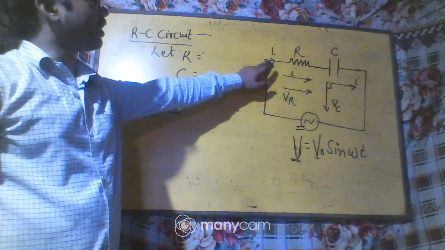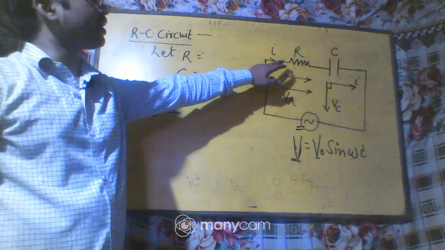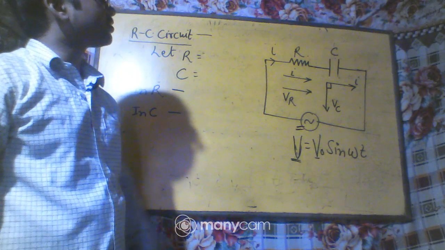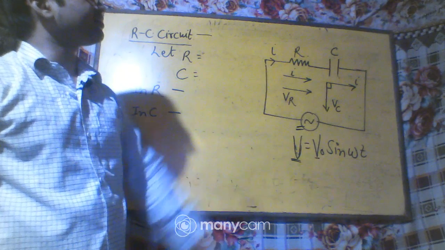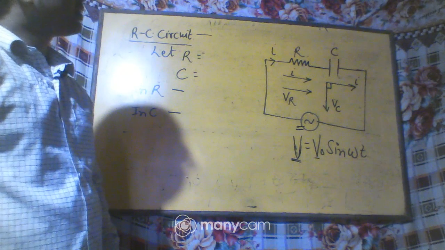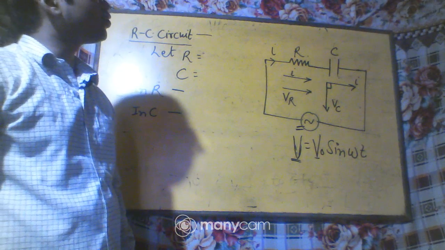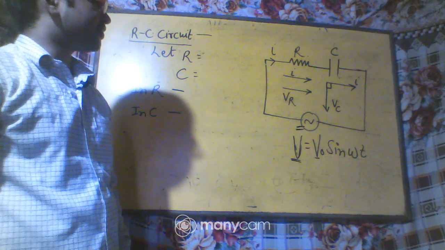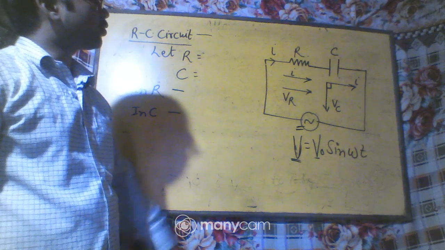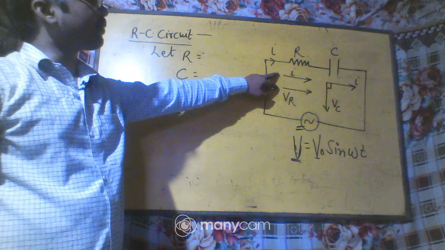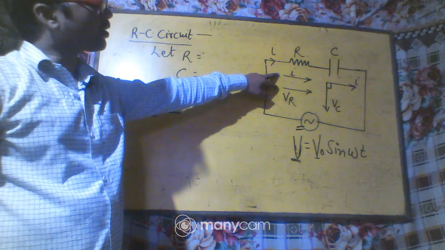You can see in this diagram the current I is flowing through the resistor R and the capacitor C, because both of the elements are connected in series. It means the current flowing through these two elements will be the same. But you can see the vectors are parallel to each other.